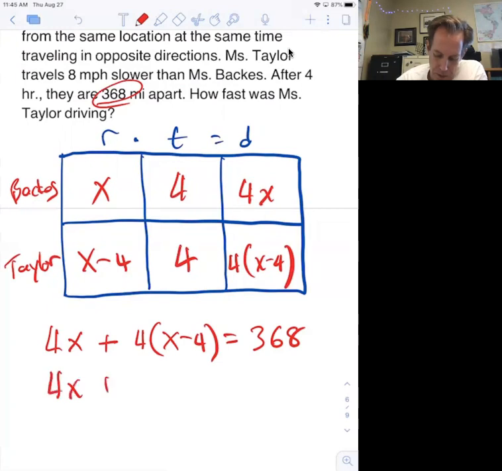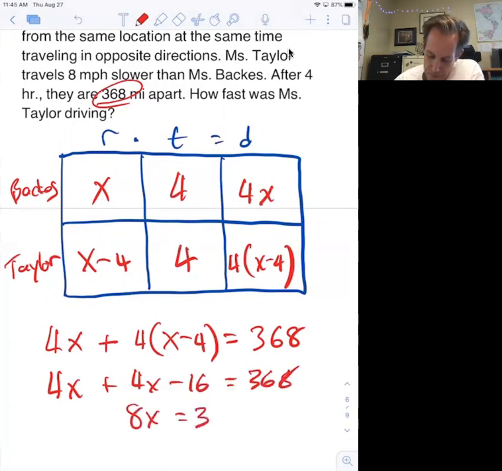All right, so we solve this equation. And x comes out to be, let me make sure I did this right. It's 48.